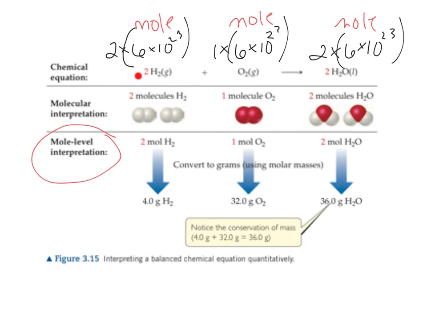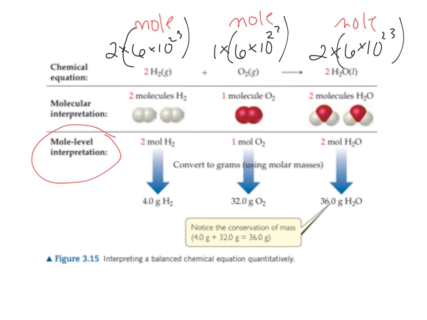So this coefficient of 2 also means 2 moles of hydrogen, either 2 molecules or 2 moles. We can read it either way. This 1 means 1 mole of oxygen when we're interpreting it on the mole level. And this 2 means 2 moles of water.